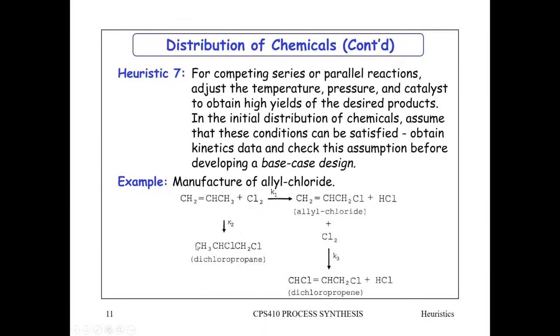The trouble is, there's a simultaneous competing reaction, K2, that makes dichloropropane, which is undesirable. But when you make allyl chloride, it reacts with the chlorine as well, with K3, and it makes dichloropropene, which is also an undesirable reaction, and HCl. So essentially, we want to maximize K1 and minimize K2 and K3.